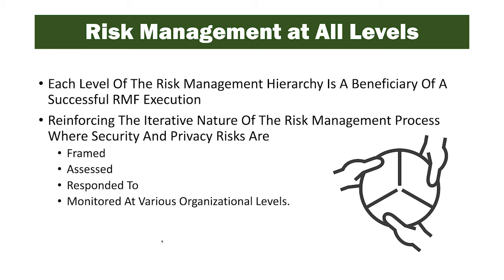Each level of the risk management hierarchy is a beneficiary of a successful RMF execution, reinforcing the iterative nature of the risk management process, where security and privacy risks are framed, assessed, responded to, and monitored at various organizational levels. This ensures that the organization makes sound risk management decisions from the system level through level 2 all the way to the enterprise level.